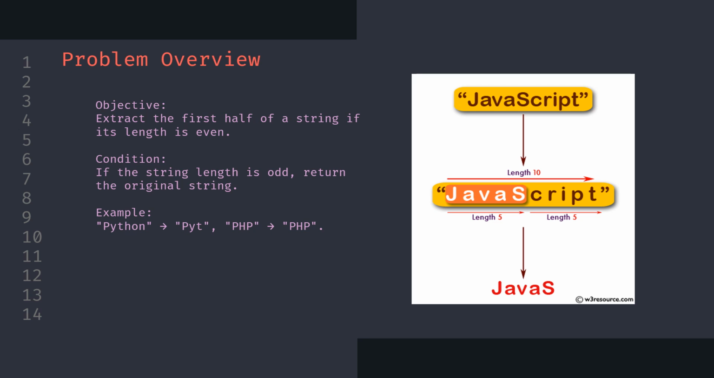Our task is simple. Check if a string has an even length. If it does, we extract the first half. Otherwise, we leave it unchanged. This logic helps us work efficiently with strings based on their length. Let's see how to implement it.